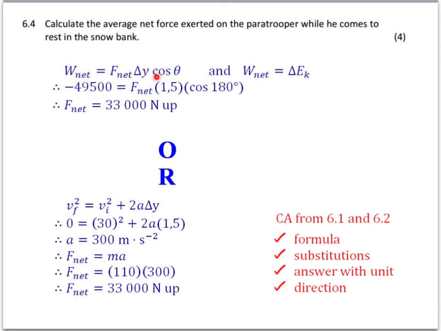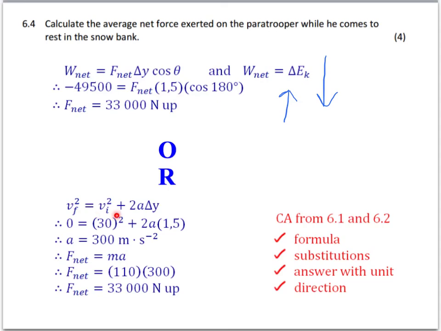1.5 meters was the distance through which the paratrooper traveled in creating that crater, and the force is acting up against the paratrooper. Yet the paratrooper continues to move down into the crater, therefore they are acting in different directions, so the angle is 180 degrees, so we'll be working with cos of 180 degrees, and that's going to give us this minus sign. They're going to cancel out. Doing the rest of the maths, you find that the net force is 33,000 newtons, and it's positive 33,000 newtons, so it is up.